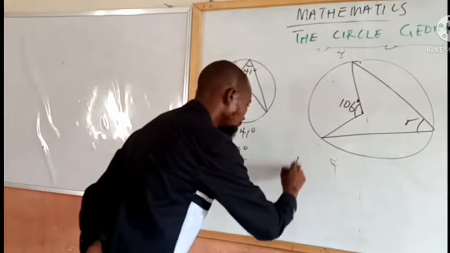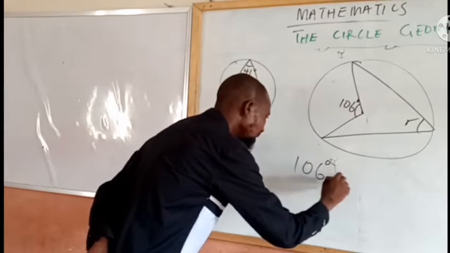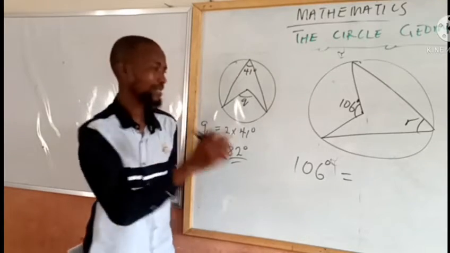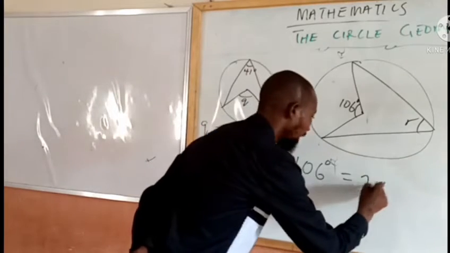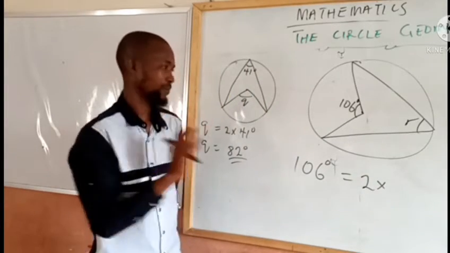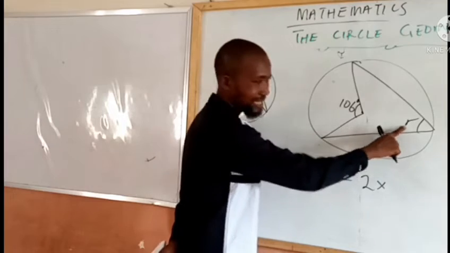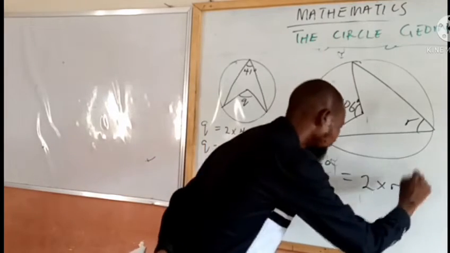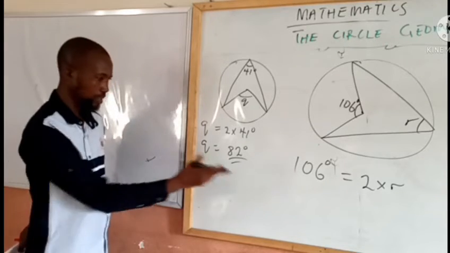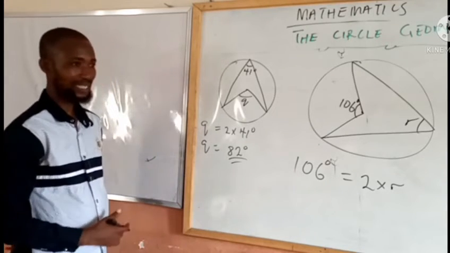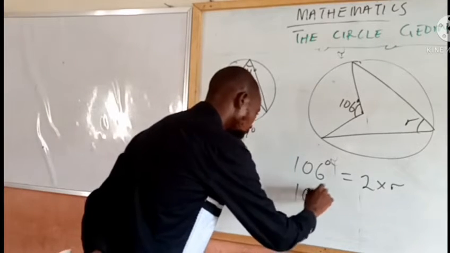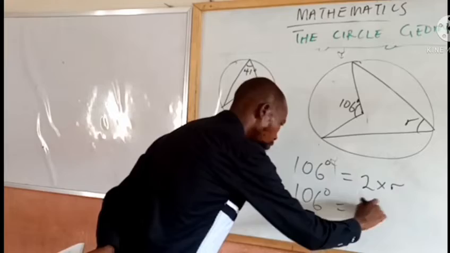So it means 106 degrees is equal to twice, that is, 2 times whatever angle we have at the circumference. You can see this time around at the circumference, the angle we have there is r. So this one is reduced to a simple equation. We just solve this equation to arrive at the result. So we have 106 degrees is equal to 2r.